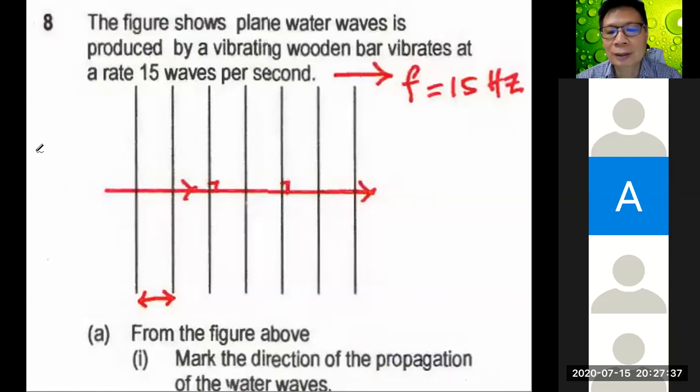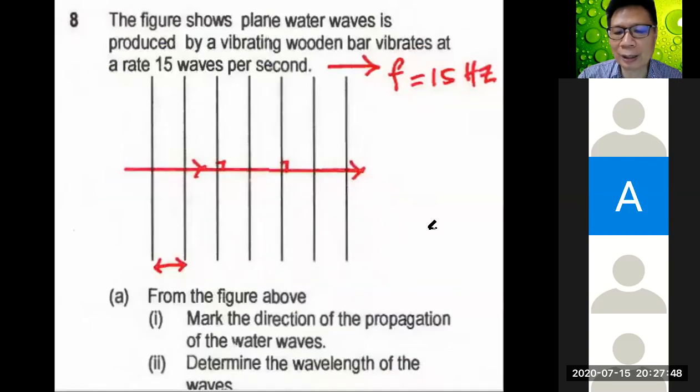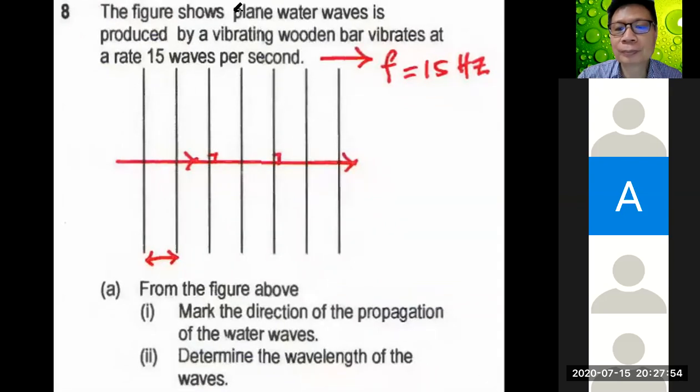Done? Next question. Determine the wavelength. Can you tell me how to find the wavelength lambda from the diagram? Do you calculate, or do something else?